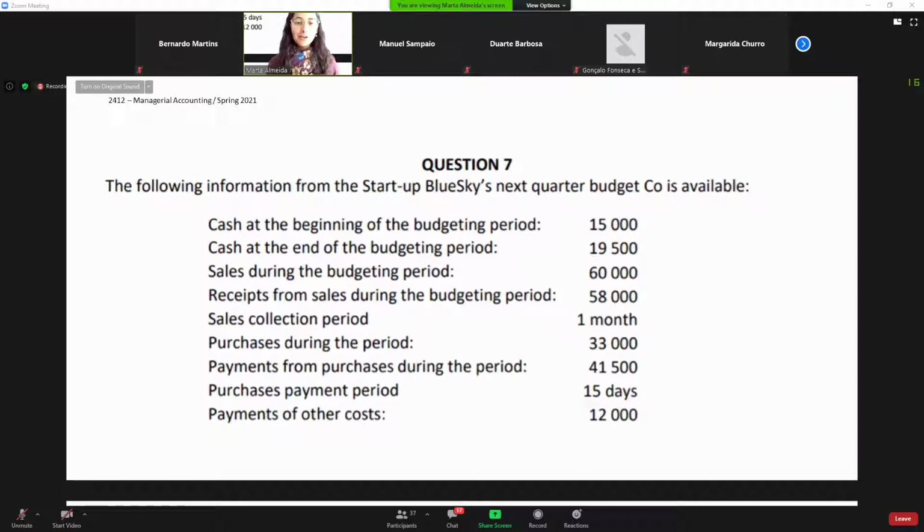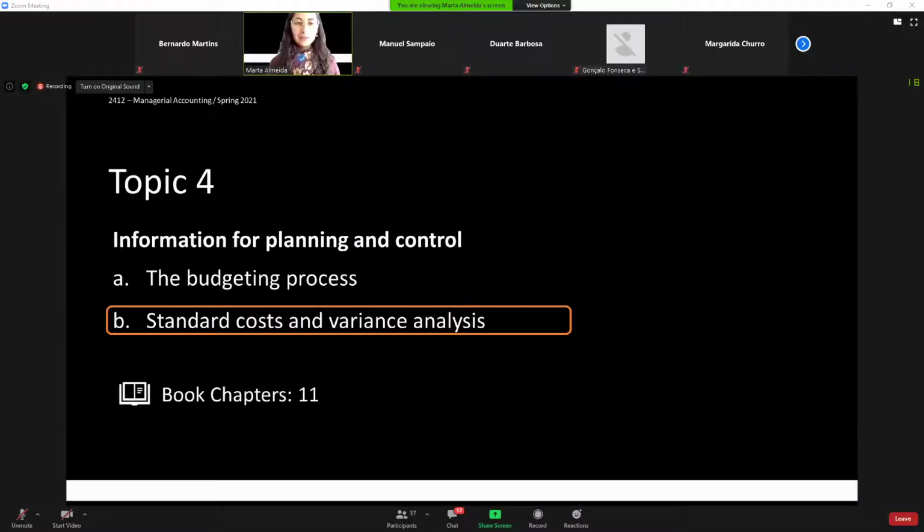Yep. So let's go to variance analysis and standard cost. We will first talk about standard costs, which is very important, and we talked about that last week on standard cost, standard pricing. But today we will have the definition, and then we will talk about variance analysis. You can find more on this in chapter 11 of the book.